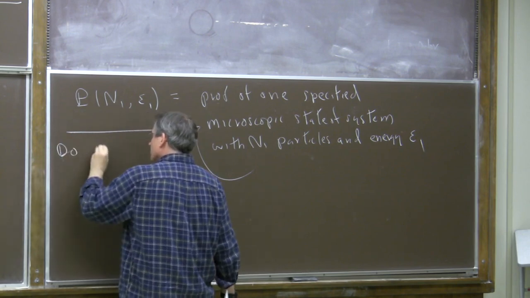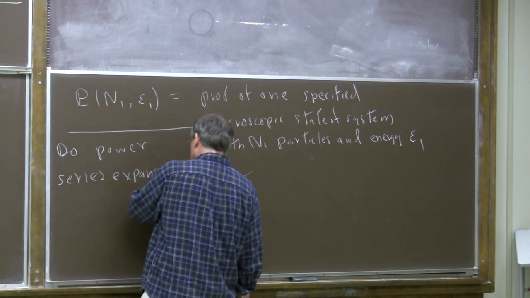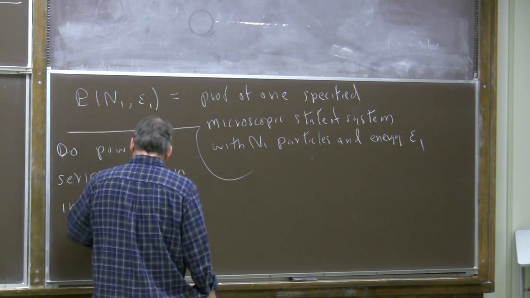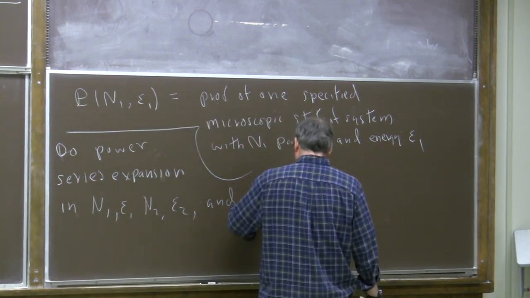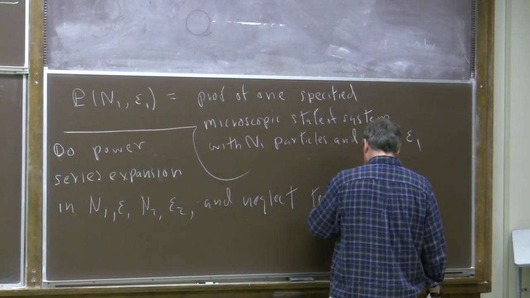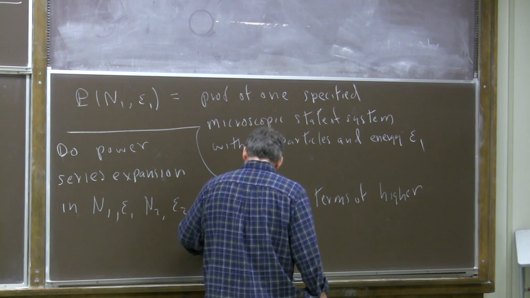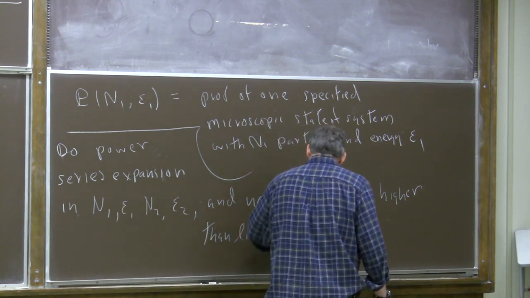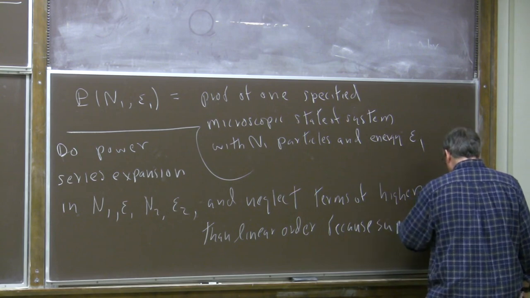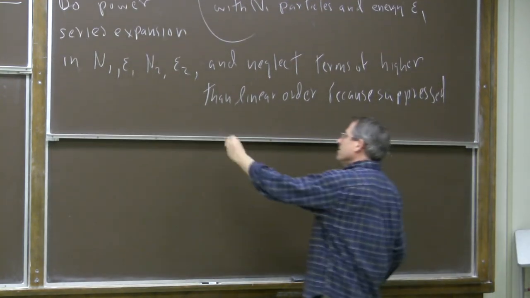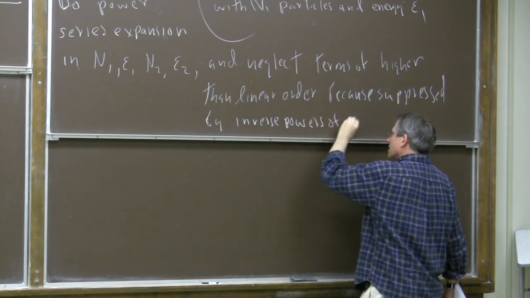So, do power series expansion in N1, E1, N2, E2, and neglect terms of higher than linear order, because they are suppressed, I said system size, but of course what I meant was reservoir size, by inverse powers of the size of the reservoir.